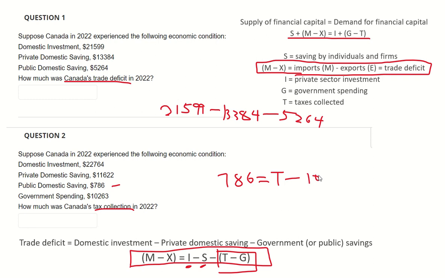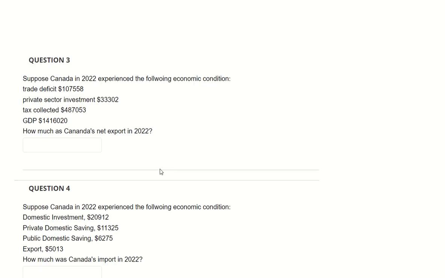10,263. So your tax collection will just equal 10,263 plus your 786. That will be your tax collected.